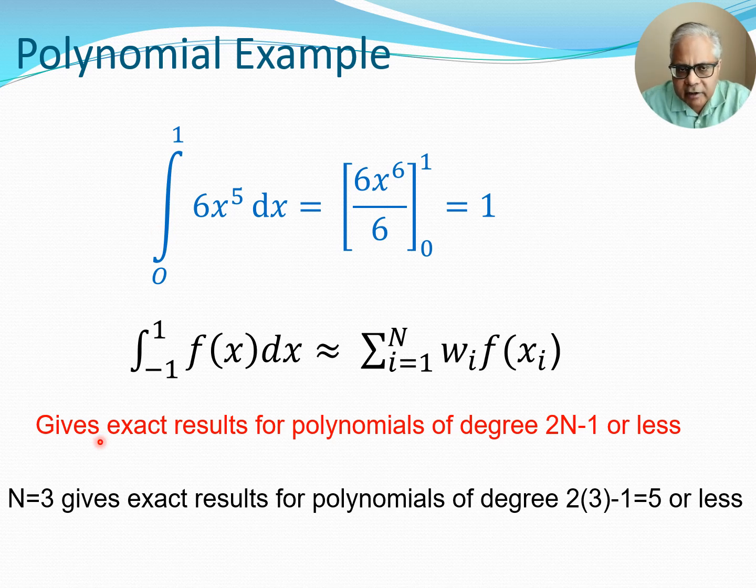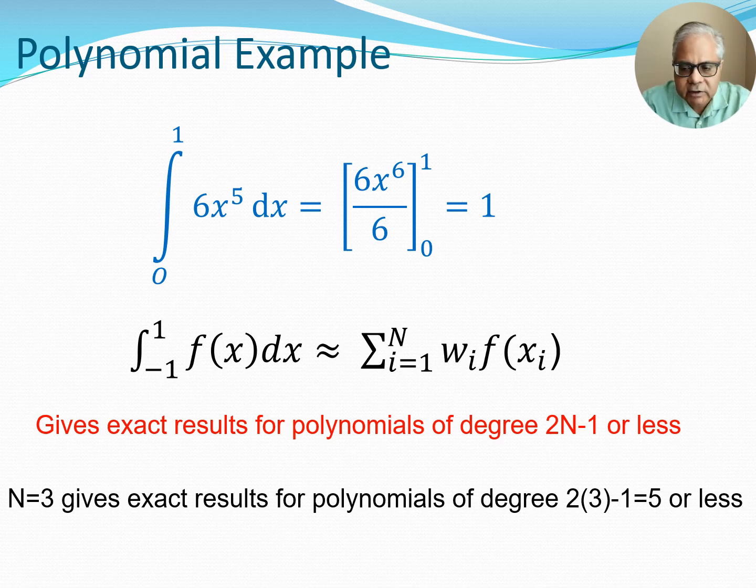Now remember that as far as polynomials are concerned, I should get an exact result for polynomials up to degree 2n minus 1 or less with this rule. So this is going to be 5 or less. So I essentially create a problem, the integral from 0 to 1 of 6x^5, which is going to give me x^6 from 0 to 1, which is going to give me 1. So this nice test function should output 1 to me if I use the Gauss quadrature rule.